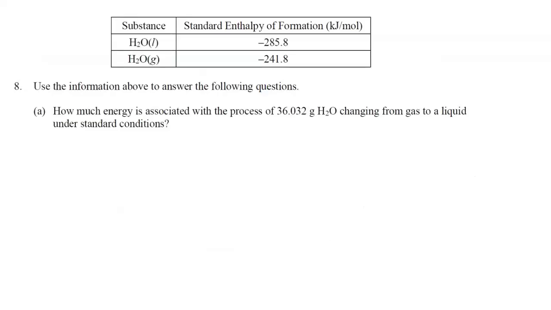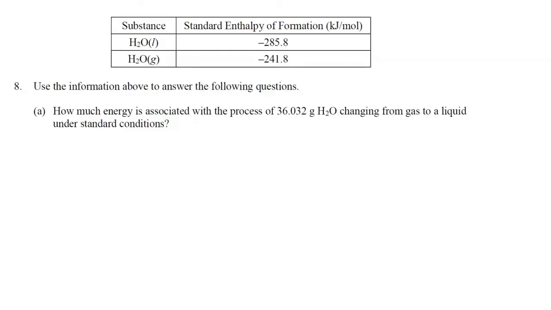All right, this is question 8. Use the information above to answer the following questions. So in the table above, we have the standard enthalpy of formation in units of kilojoules per mole for liquid water as well as water vapor. In part A, how much energy is associated with the process of 36.032 grams of water changing from a gas to a liquid under standard conditions?